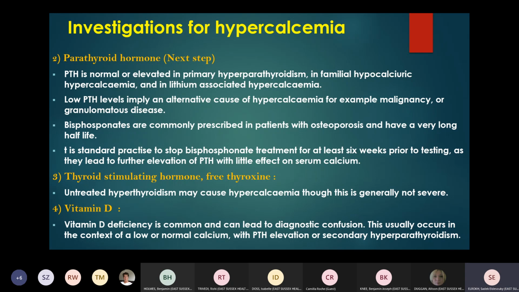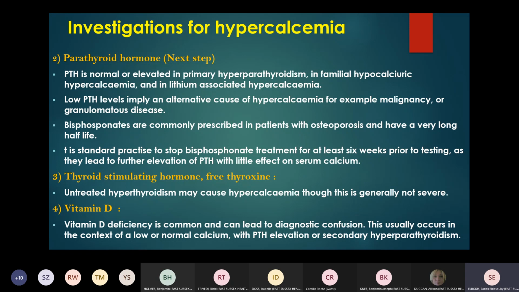If you find that parathyroid hormone is normal, which is called inappropriately normal, or high, this is most probably primary hyperparathyroidism, or less likely familial hypocalciuric hypercalcemia or lithium-related hypercalcemia.